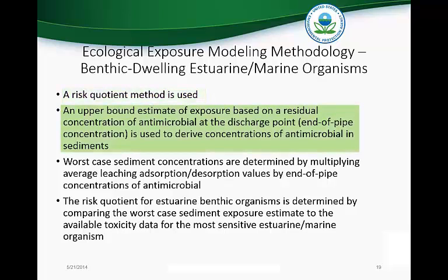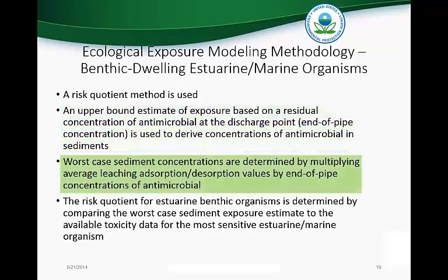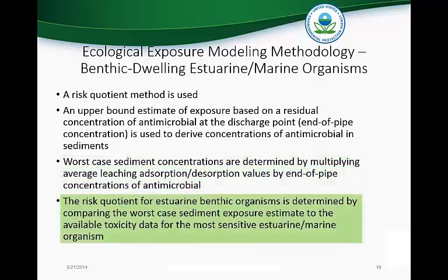An upper bound estimate of exposure based on a residual concentration of antimicrobial at the discharge point, end of pipe concentration, is used to derive concentrations of antimicrobial in sediments. Worst case sediment concentrations are determined by multiplying average leaching, absorption, desorption values by the end of pipe concentrations of antimicrobial. The risk quotient for estuarine benthic organisms is determined by comparing the worst case sediment exposure estimate to the available toxicity data for the most sensitive estuarine marine organism.